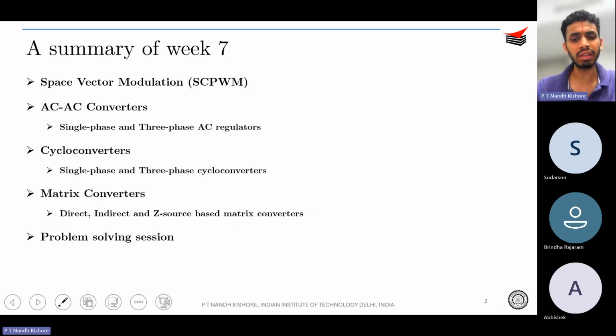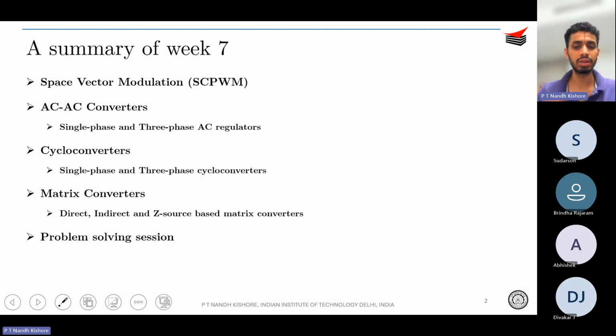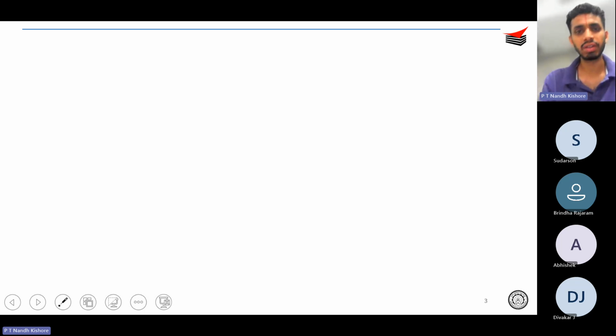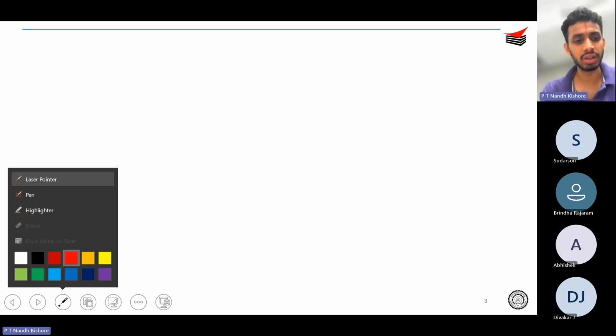Some basic stuff which is quite relatable to what you learned in your AC to DC converters or rectifiers using thyristors, because three phase and single phase AC regulators are also realized using thyristors or SCRs. So you can easily relate both your full wave rectifier using thyristors and your AC regulators as well. They are quite similar in their operation. So let's start off with that.